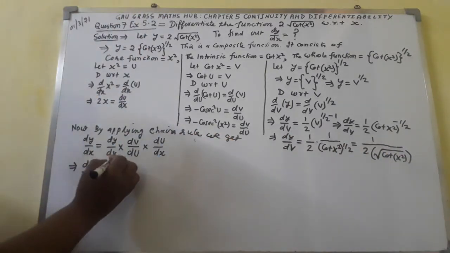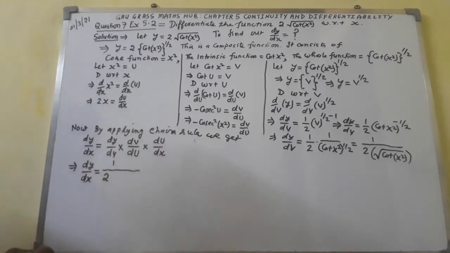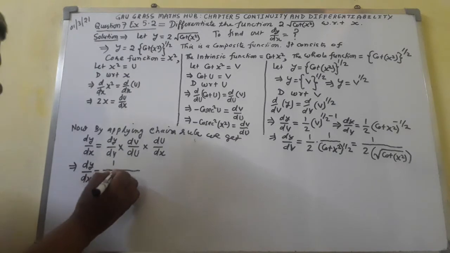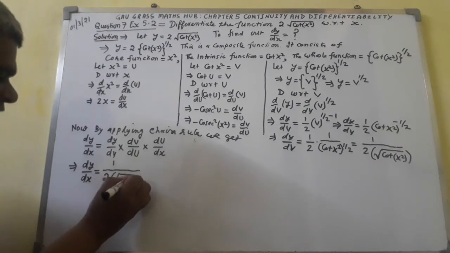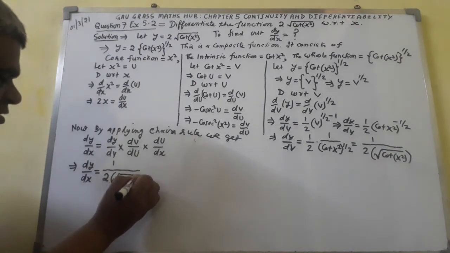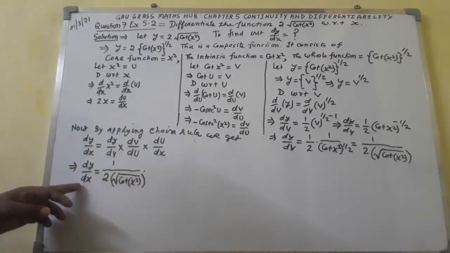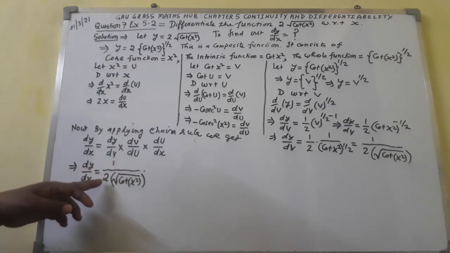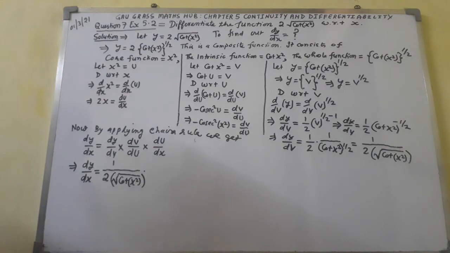So here I shall write 1 over 2 in bracket under root cot x square, bracket close. dy over dx equal to 1 over 2 dot under root cot x square we have got.